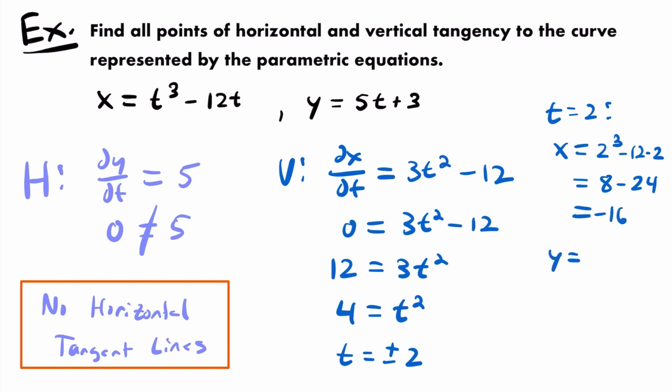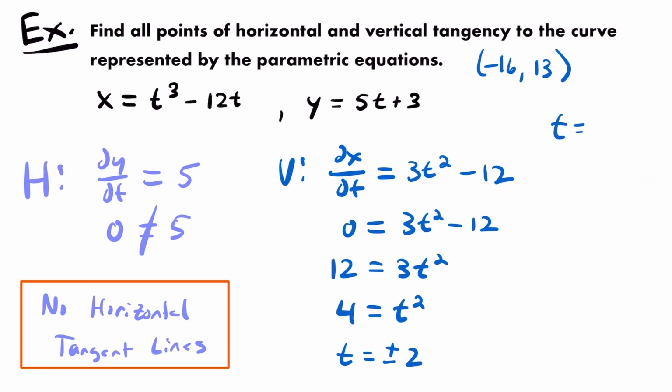And then for y, we're plugging in 2 for t, so we'll have 5 times 2 plus 3, which will be equal to 10 plus 3, which is equal to 13. And so the coordinate point that corresponds to this value of t equals 2 is negative 16, 13. And so negative 16, 13 is one of the points where we have vertical tangency, or one of the points along this curve where we have a vertical tangent line. But now let's find the other point by plugging in t equals negative 2.